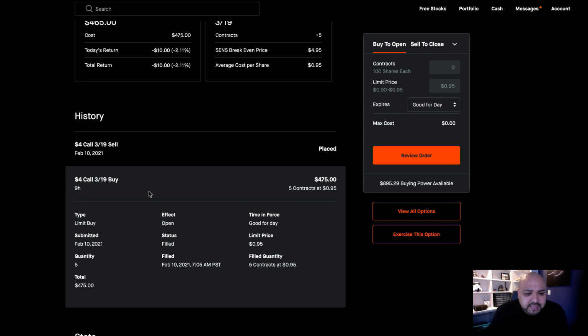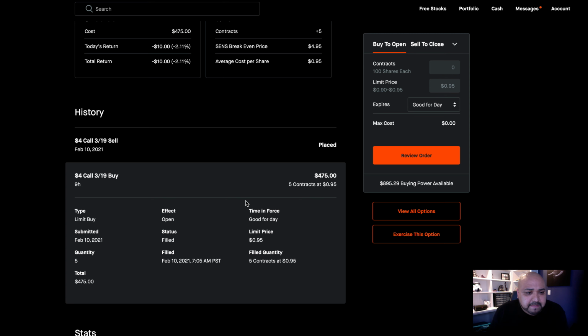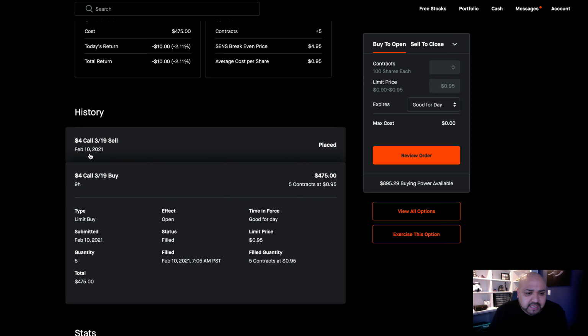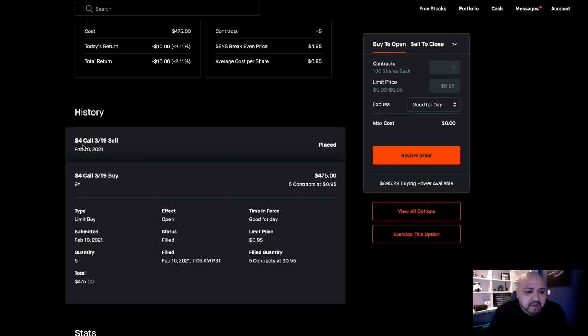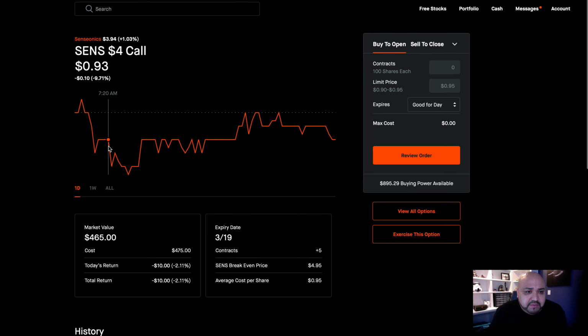Okay, so here is the one I bought earlier today. I bought it February 10, 2021. I paid $475. I bought a total of 5 contracts at 95 cents, predicting that the price is going to hit $4 by March 19. Remember, the stock price right now is $3.94.